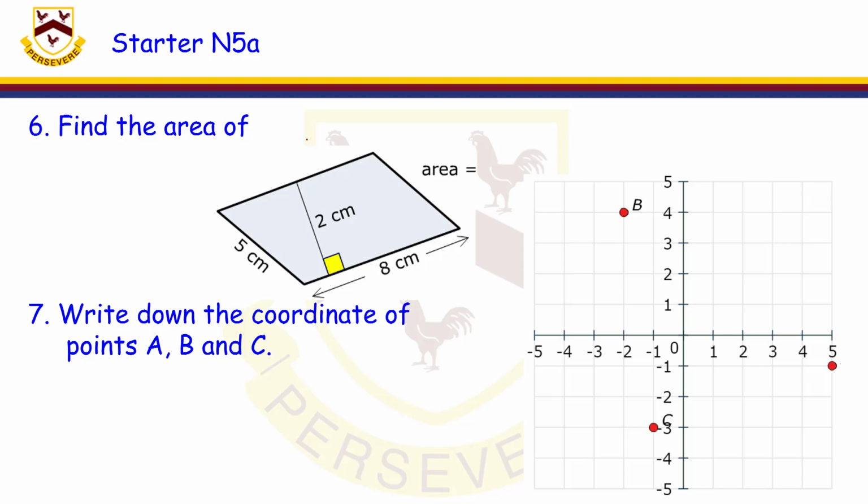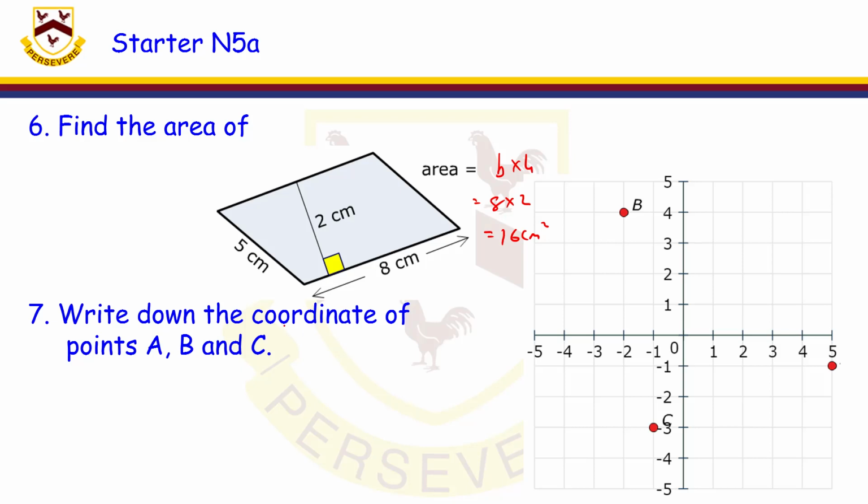Okay, so find the area of this shape. What shape is it? Parallelogram. It's going to be base times the perpendicular height. Base times height, which is equal to 8 times 2, and that's going to give us 16 centimeters squared. We can ignore the length of that side there, it doesn't come into it.